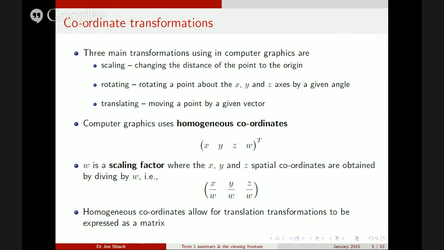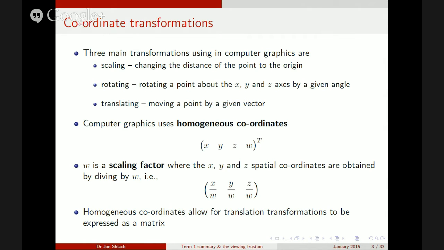Now, we use 3 main coordinate transformations in graphics: scaling, rotating, and translating. So scaling simply changes the distance of a point to the origin. So if you have a point somewhere and you want to scale it, it just means moving it closer or further away from the origin.